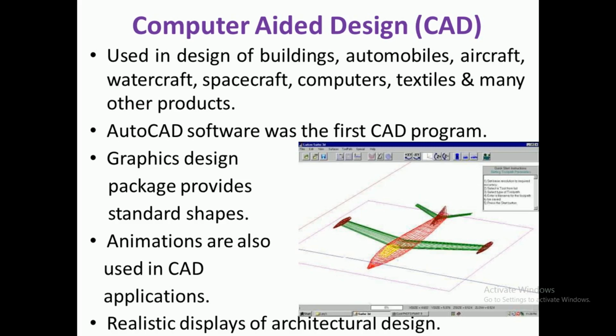If you want to design a car, then car parts will come as standard shapes. You just have to go through those shapes, start using them, then vary the size of those shapes as per your requirement. Then animations are also used in CAD applications. Again, you can go for animation programming in CAD applications. Realistic display of architectural design.